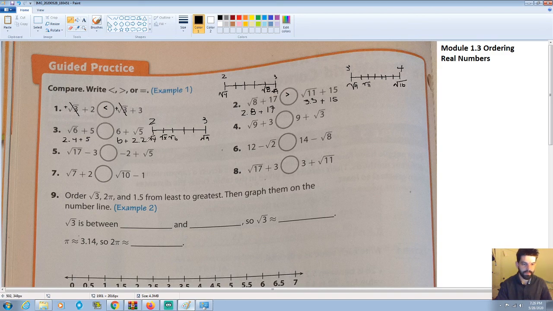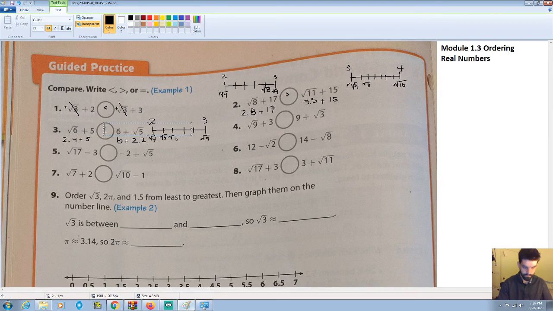Okay, and then we can compare the two. So 2.4 plus 5 is 7.4. 6 plus 2.2 is 8.2. So this is going to be less than. Okay.